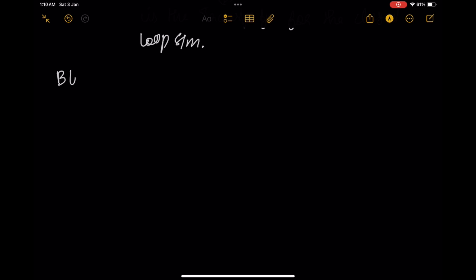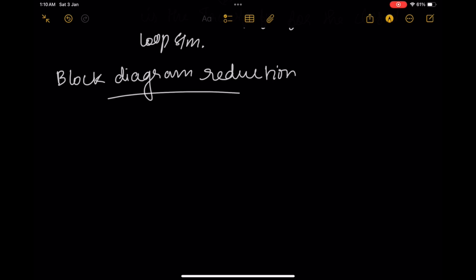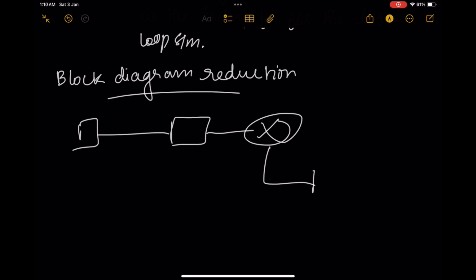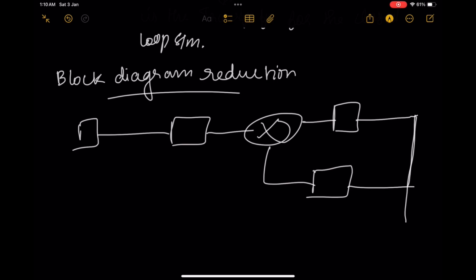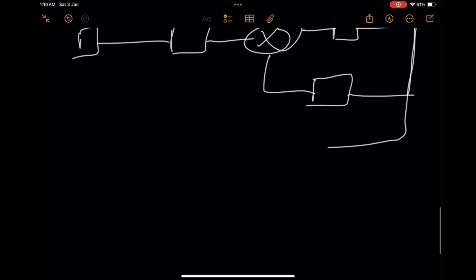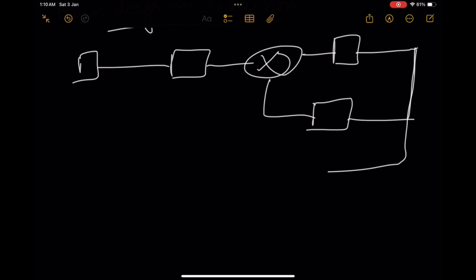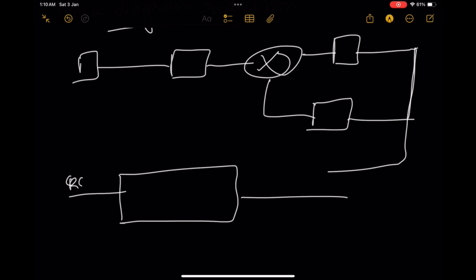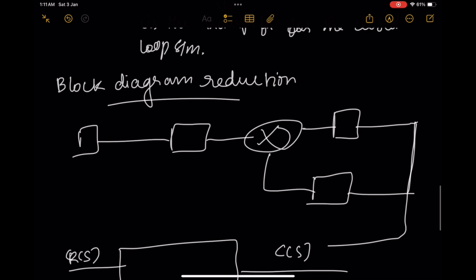Block diagram reduction means that there will be lots of blocks, like one block, second block, summing blocks, and feedback blocks also. There will be feedback blocks, take off points, everything will be there, and we will be reducing a complex block into a simple block with an input R of S and an output C of S. We will reduce it into a single block. That is what we call block diagram reduction.